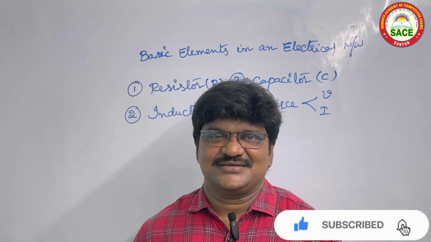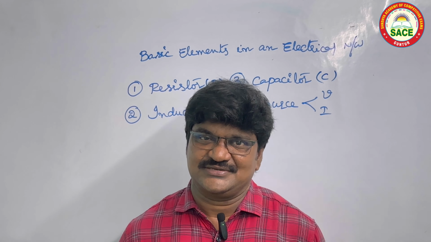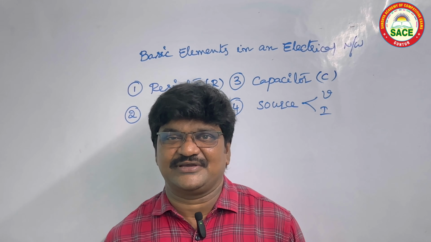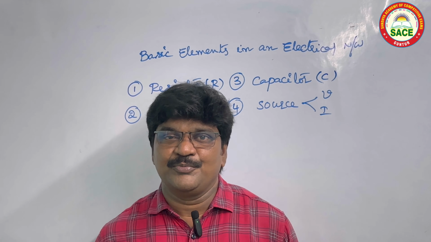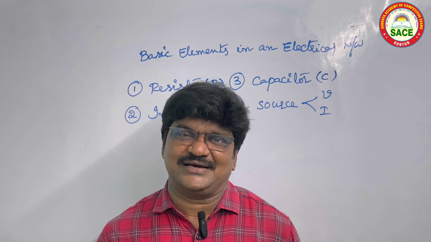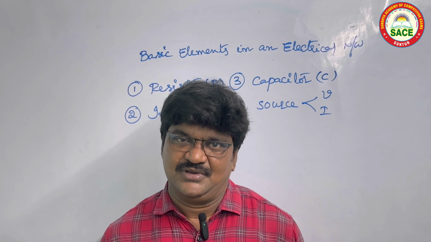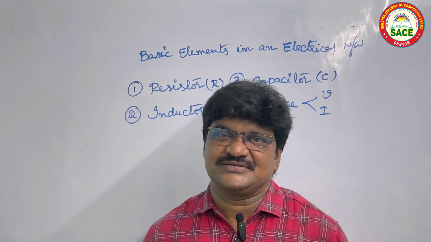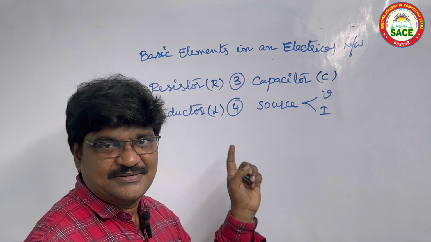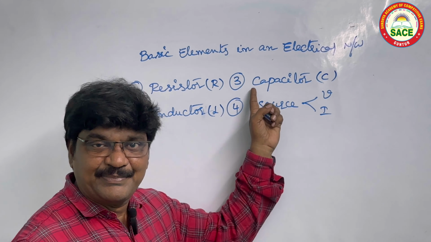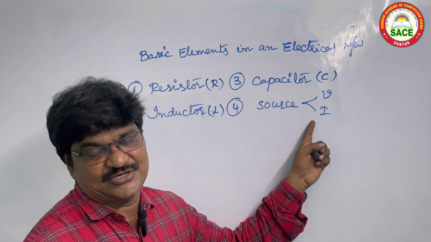In the last class, I explained about what is the weightage of network analysis and what is the syllabus of network analysis in the GATE. Today, we will go to some important concepts, that is called basic elements in electrical circuits and one more thing, source transformation. So, we know the basic elements in the electrical circuit are resistors, inductors, capacitors and sources, that is nothing but voltage and current sources.